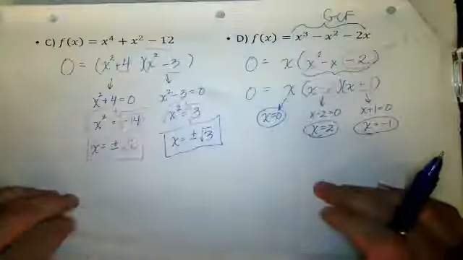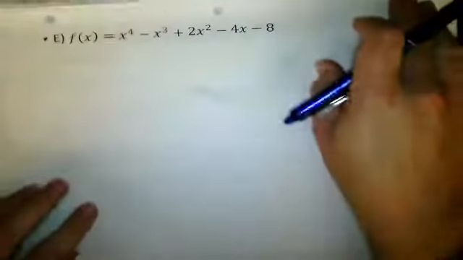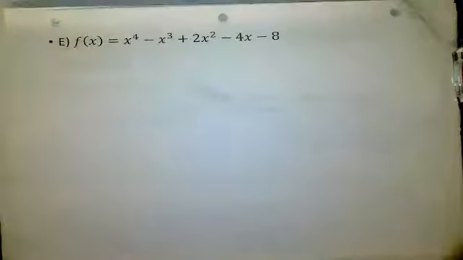Okay, I have one more. Last one. f of x equals x to the 4th minus x cubed plus 2x squared minus 4x minus 8. How many terms does this one have? 5 terms. Can I factor by hand?